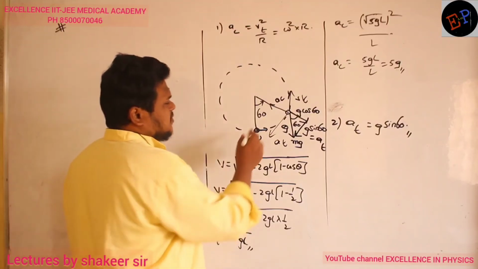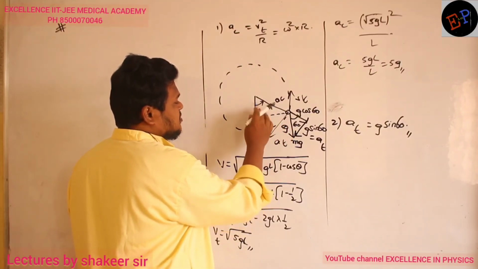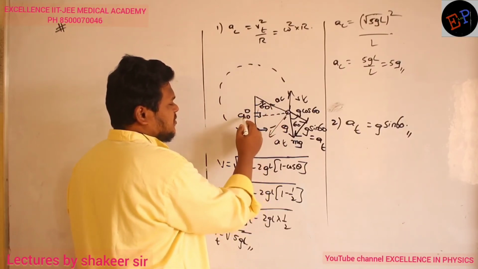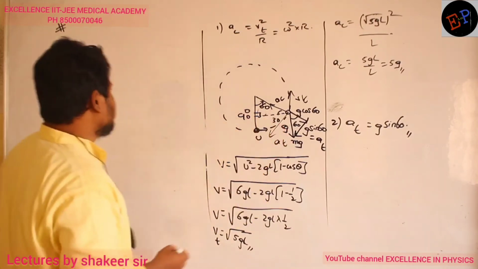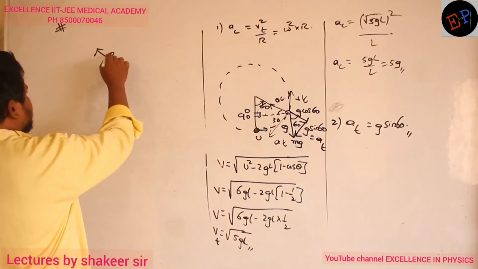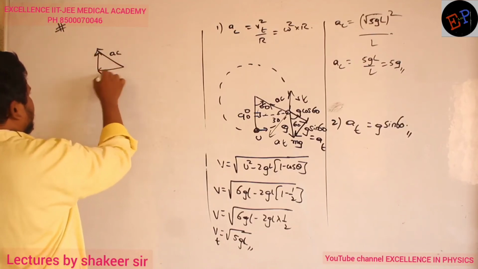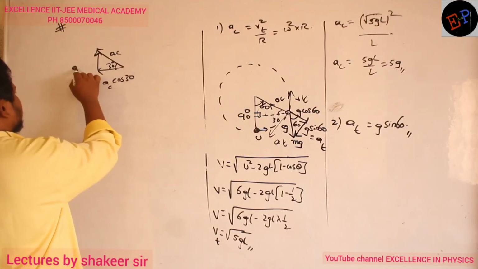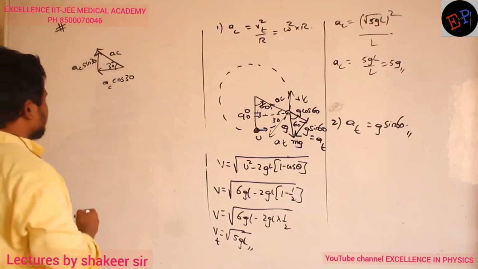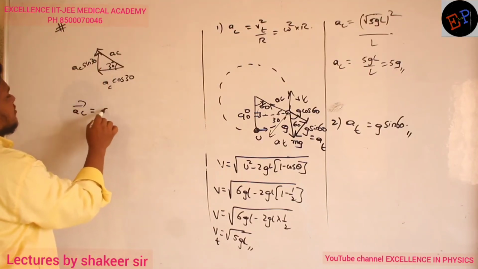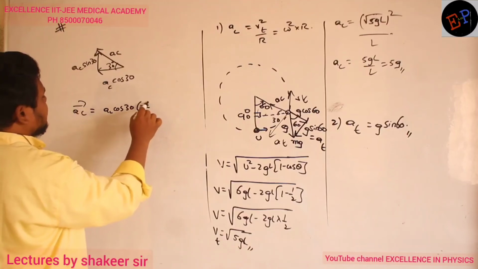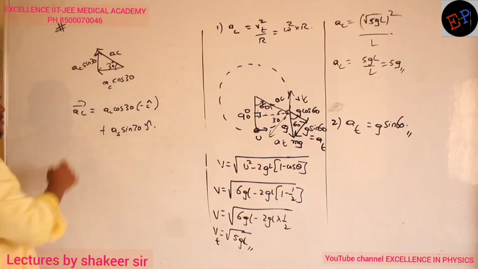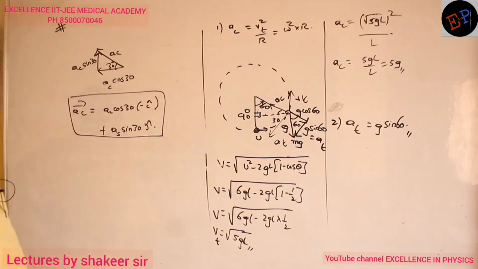Clear? So if this angle is 60, and this angle is 90, then what is the remaining angle? 30 degrees. So this is the direction of centripetal acceleration, at 30 degrees. So split this one: AC cos 30 and AC sin 30. That's all. So AC vector, how can I write? I can write AC cos 30 minus i cap plus AC sin 30 j cap. This is how I can represent centripetal acceleration in vector form.